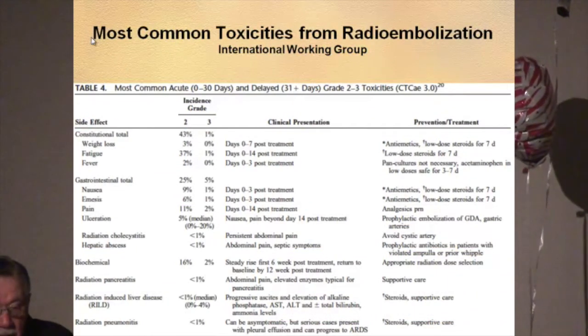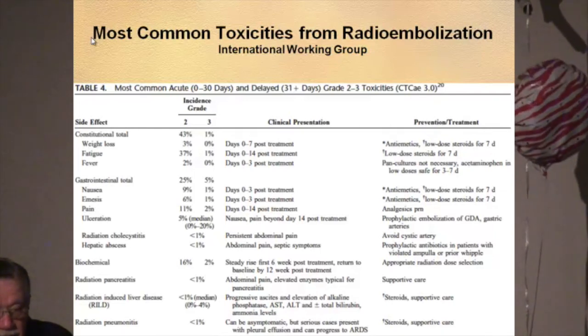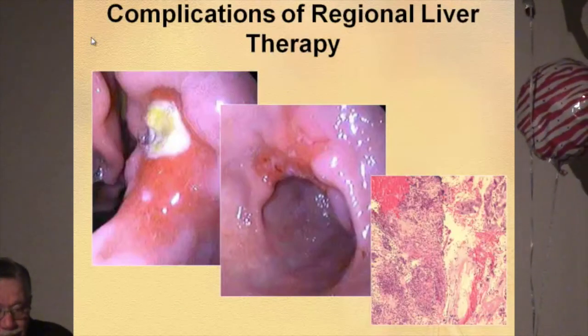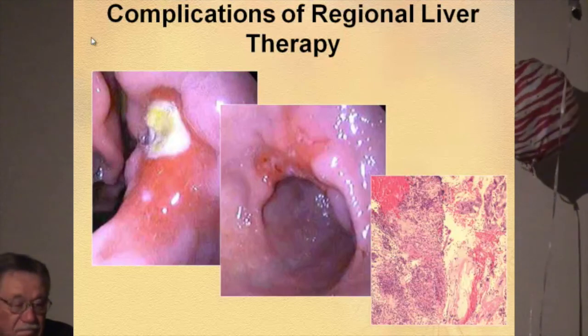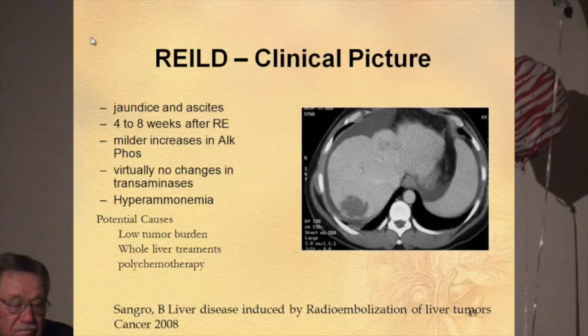Most common toxicities from radioembolization: it's rare to have any real complications. Less than 5% of patients develop a stomach ulcer. Most commonly, patients just get fatigue that lasts about a week. This is a patient who did develop an ulcer in the stomach. They were treated with proton pump inhibitors, and it healed over time.